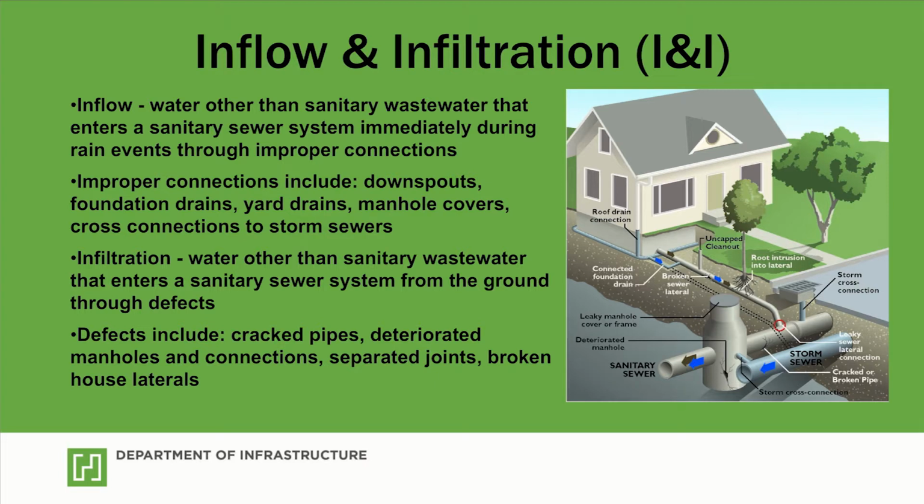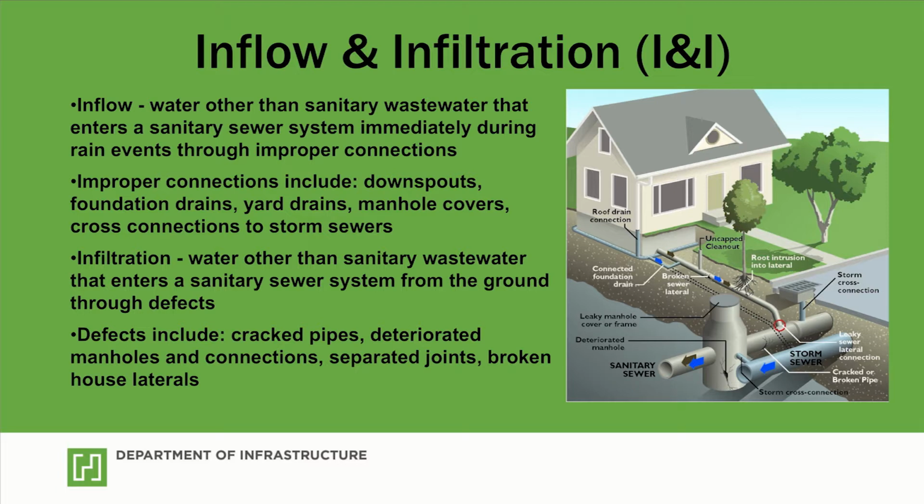Those improper connections, like I said, include downspouts. They include foundation drains, yard drains, the holes in sanitary manhole covers. If the road gets covered in water, those holes will take on clean water. And then occasionally there's cross connections between the storm and the sanitary sewers. All of those that we know of have been removed today, but there's legacy there, and occasionally we'll find some even today.